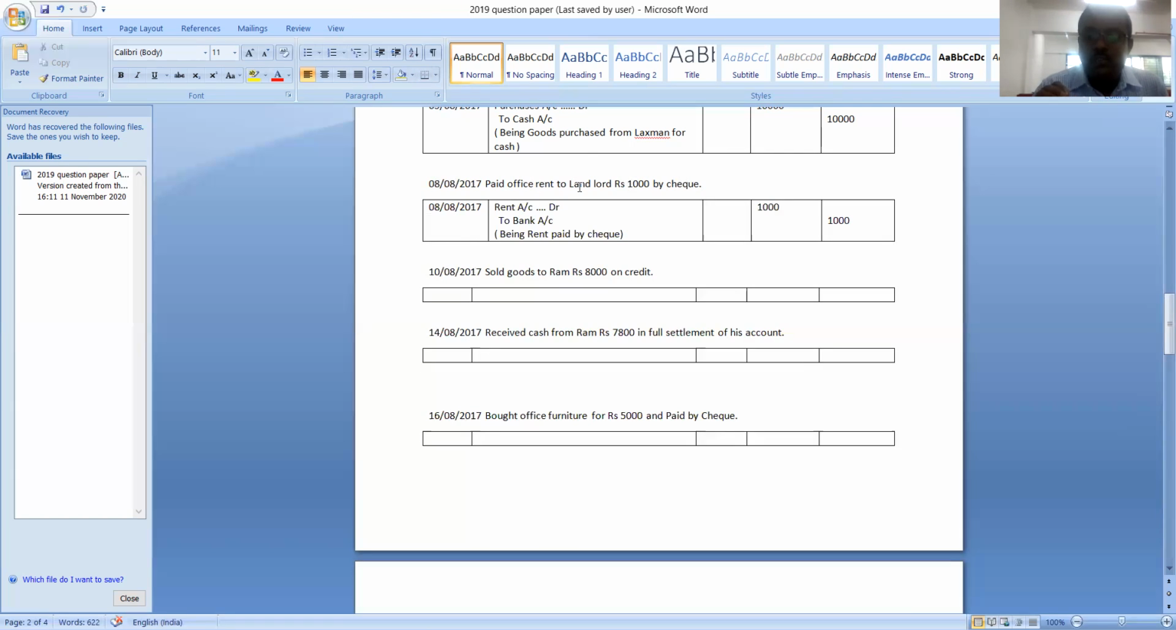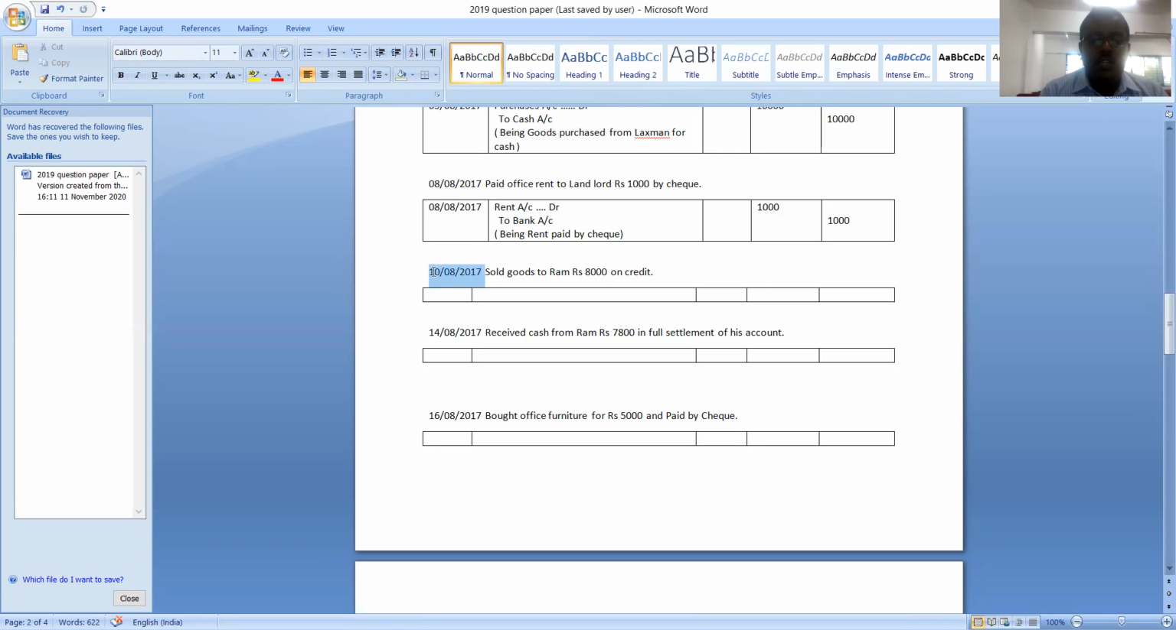Actually, which account receives the benefit, which account gives the benefit, that is important. Understood? So think from the point of business. Our rent account is receiving the benefit. Even though it belongs to landlord, in the accounts that we have maintained in our books of account, rent account is receiving the benefit and bank account is giving the benefit. Okay, let us move to next transaction.